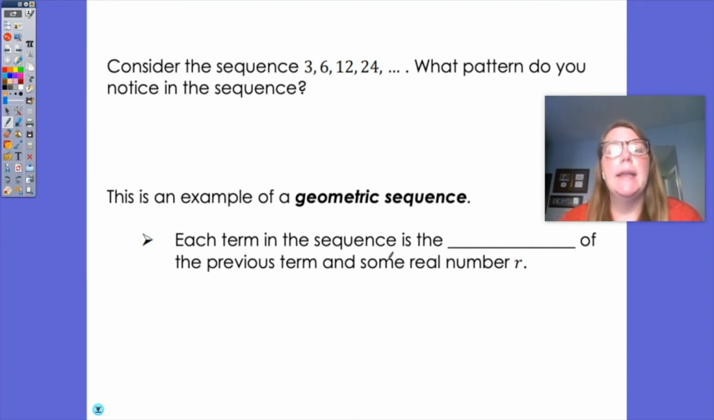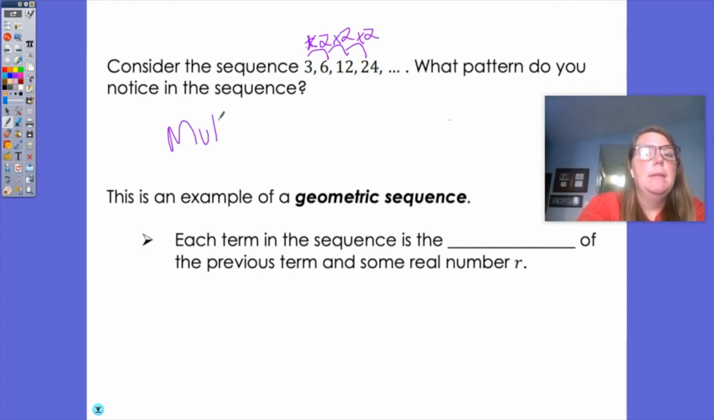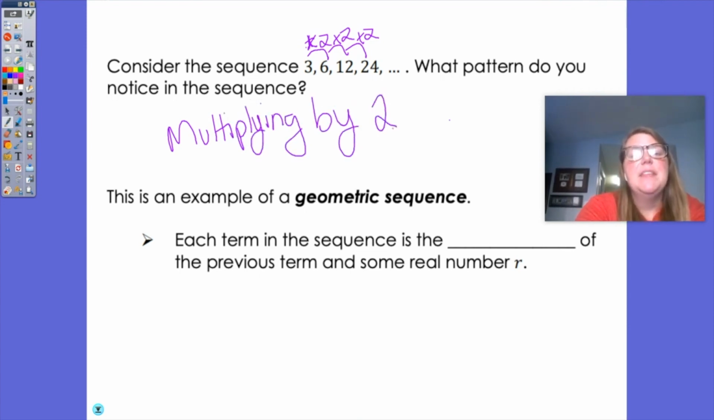Well, it's not adding or subtracting a constant number. It's actually multiplying. So 3 times 2, 6 times 2, 12 times 2. So we're multiplying by 2 each time. And this is not called an arithmetic sequence. It's called a geometric sequence.